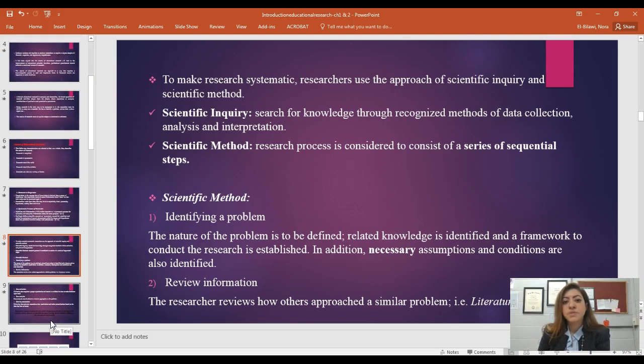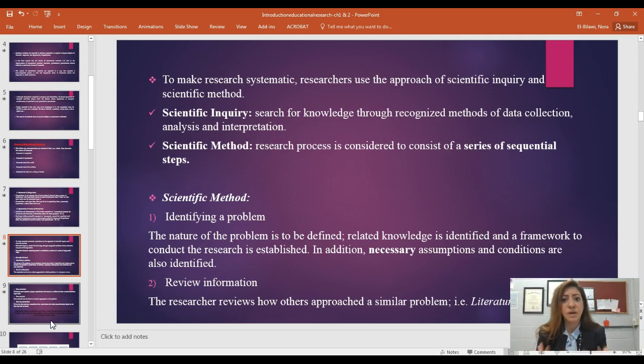To make research systematic, researchers use the approach of scientific inquiry and scientific method. So that's exactly what I was talking about. The scientific method is the process or the sequence of steps that you have to follow. And the scientific inquiry is how you collect data, and how you analyze and interpret data. That's the inquiry itself. It's like, how do you untangle information in a scientific manner?